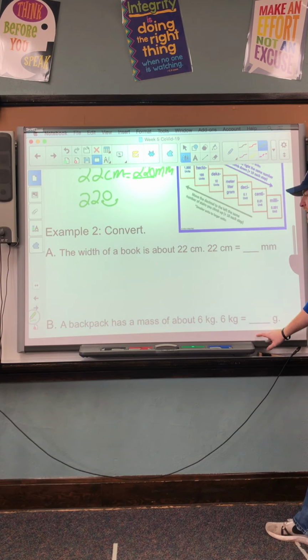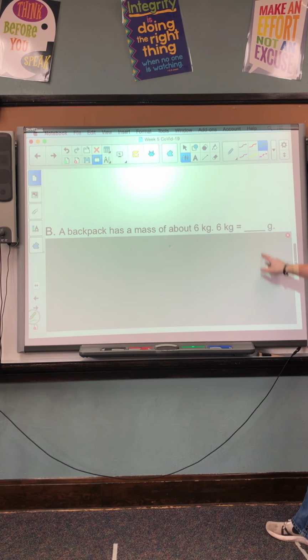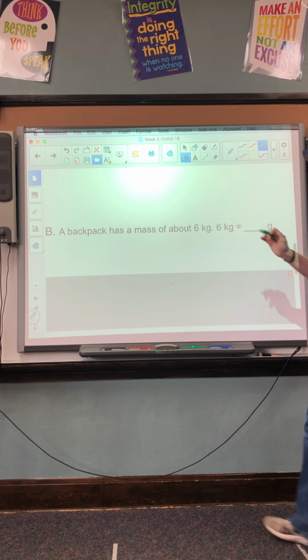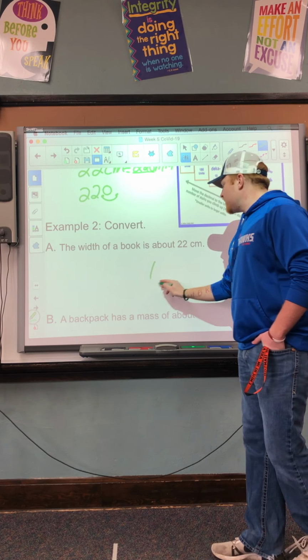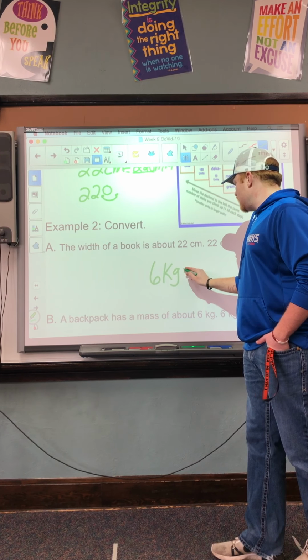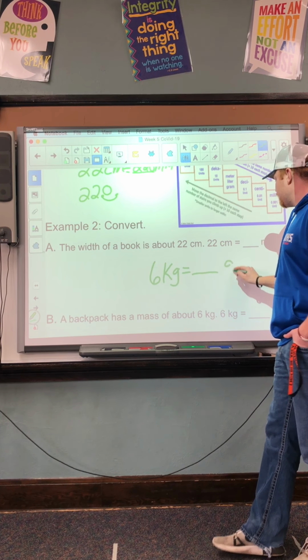We got one more example for this table. A backpack has a mass of about 6 kilograms. 6 kilograms is equal to how many grams? So we have 6 kilograms equals blank grams.